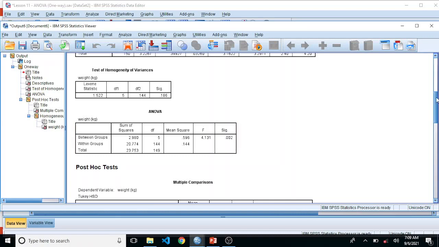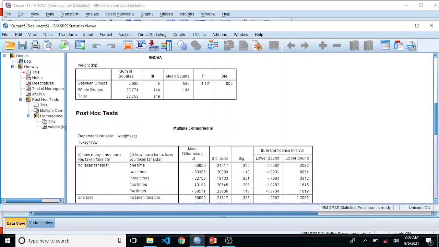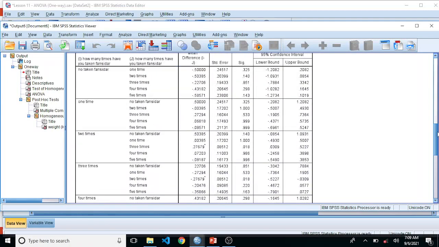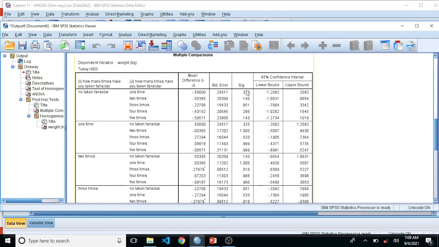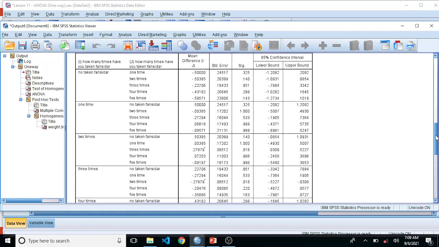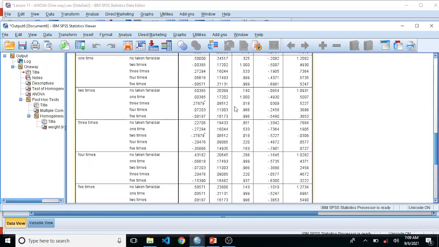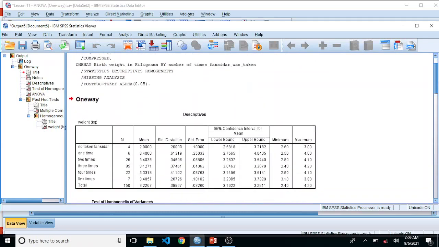So we now have to come down to our post-hoc test, where we use the Tukey and check for any significance. We come to the significance column and we look for anyone that is significant. We have 0.018 here, which is significant, and we see that it's between those who took Fansidar 2 times and 3 times. So there's a significant difference between the birth weight of the babies of women who took Fansidar 2 times and 3 times, and then we can go to the mean weight to see which of those groups had a higher weight.